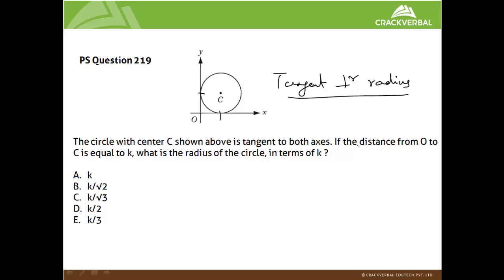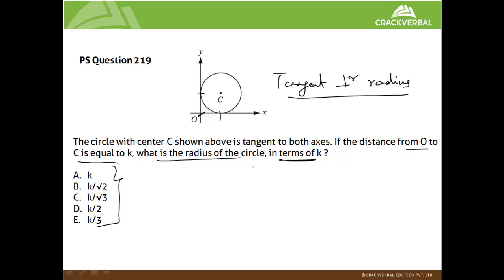Now the question says that the distance from O, which is the intersection of both the x and y axes, here the origin, is equal to k. That is, the distance from the origin to the center of the circle is equal to k. What is the radius of the circle in terms of k? "In terms of k" is a trigger for us to use plugin. We shall do the plugin a little later, but let's see the direct way of solving this question.